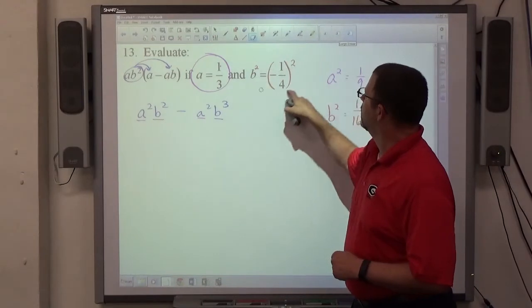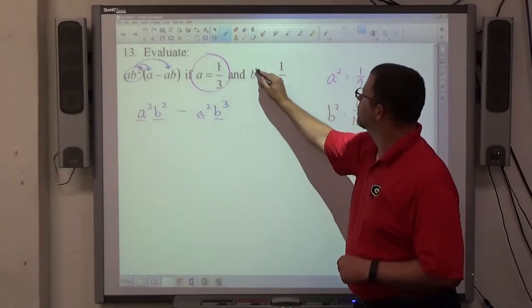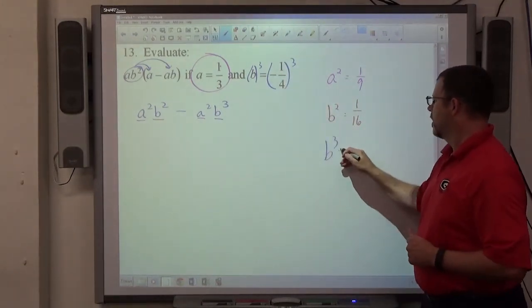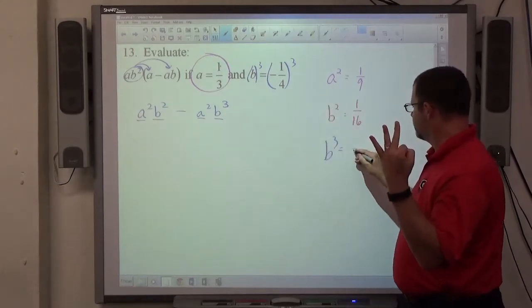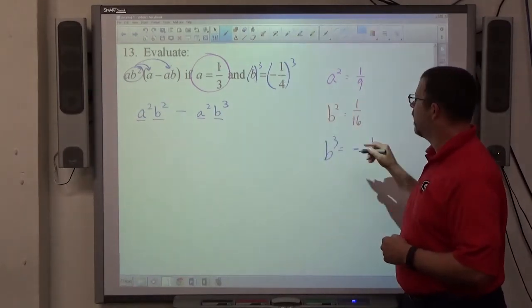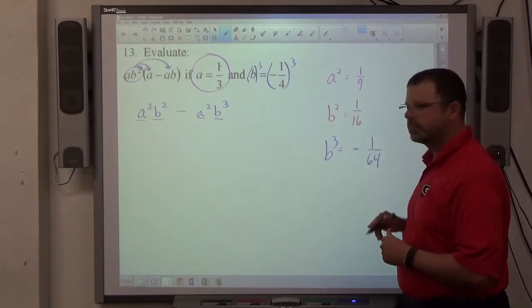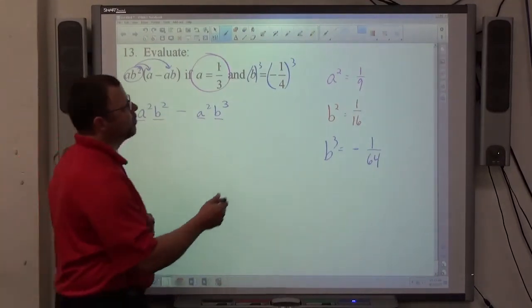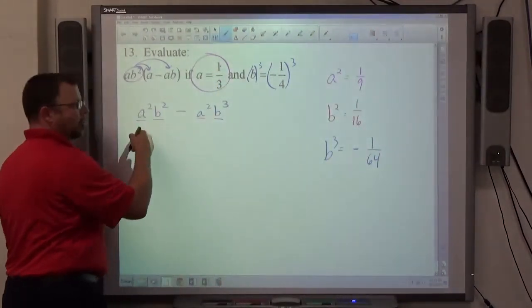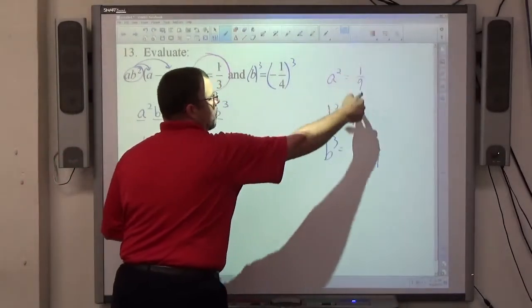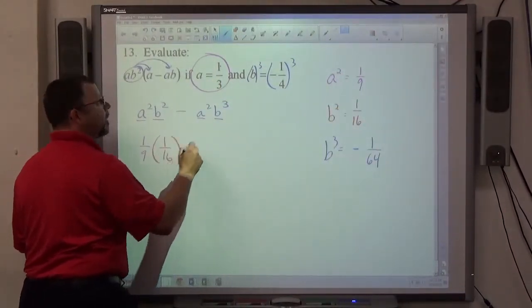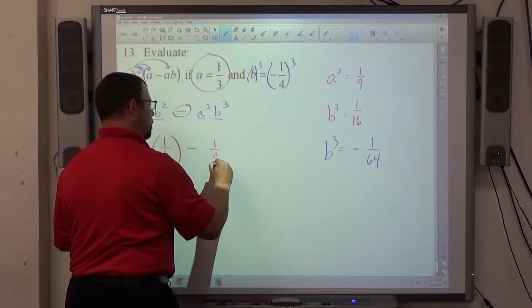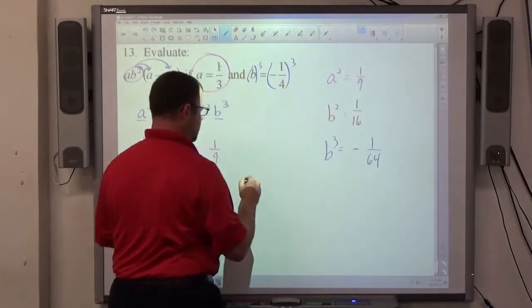Looking at b cubed, again, I'm cubing the sign and the number. Negative, negative, negative makes a negative. On top, 1 times 1 times 1 is 1. On the bottom, 4 times 4 times 4 is 64. So just like that, I've evaluated a squared, b squared, and b cubed. So now over here, I can simply substitute those answers in. So a squared is 1/9. It's being multiplied by b squared, which is 1/16. It's being subtracted by a squared, which is 1/9, which is being multiplied by b cubed, which is negative 1/64.